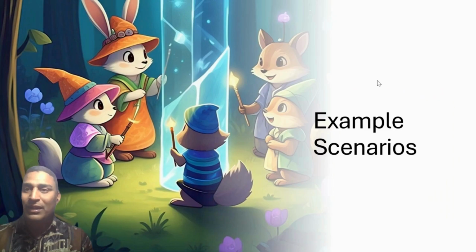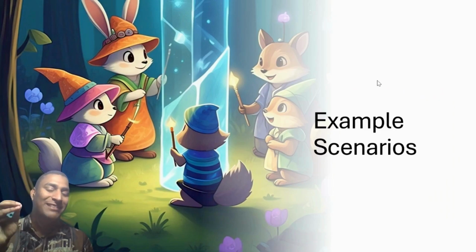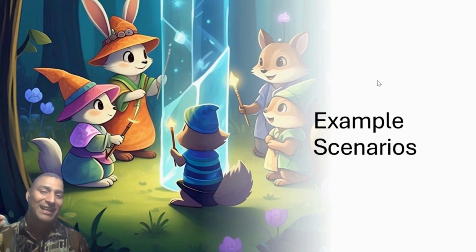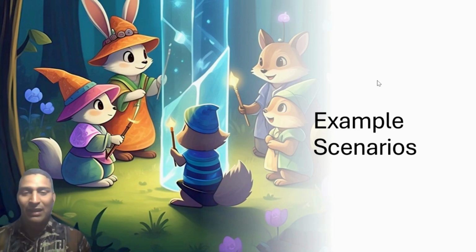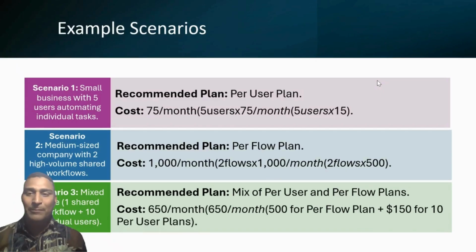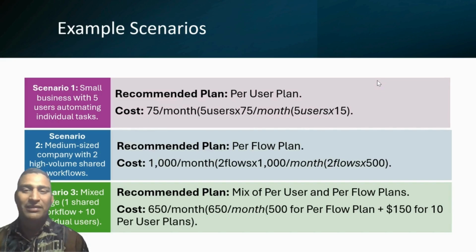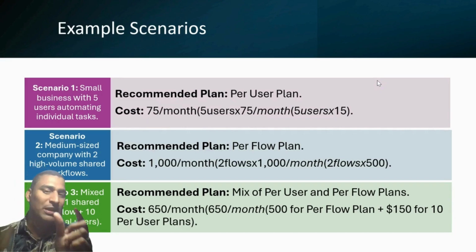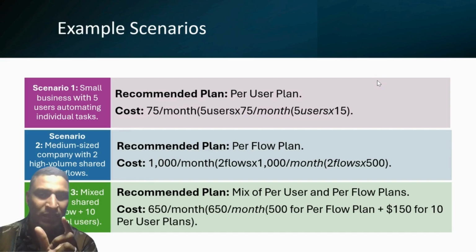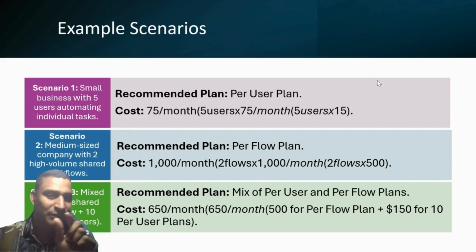Now let's take some example scenarios by which we can understand where it is suitable and how it will be helpful. For example, scenario one: a small business with 5 users automating individual tasks. The recommendation is the per user plan, because it's a small number of users. You can buy 5 users, which is 5 into 75 per month.